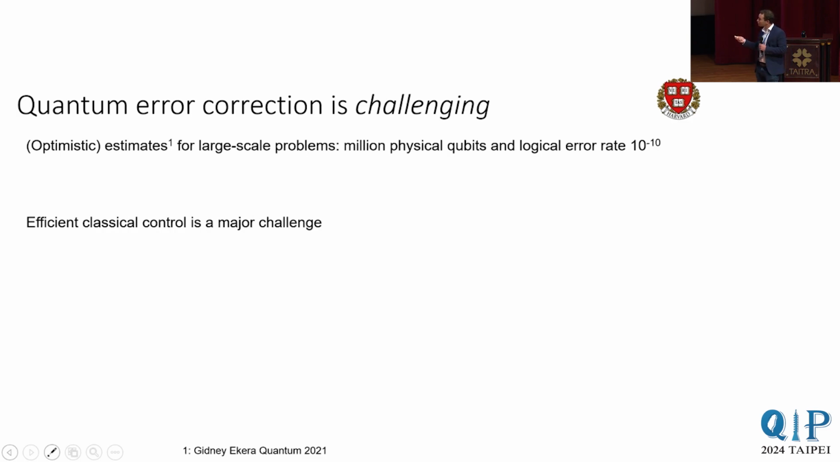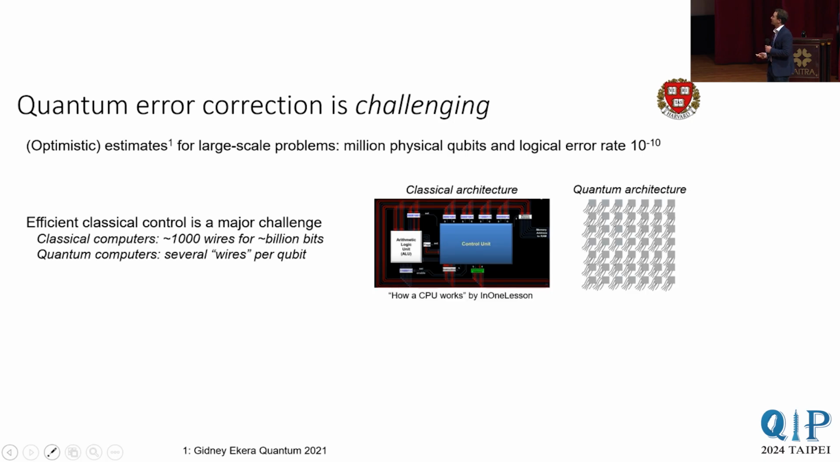And that's further compounded by the fact that efficient classical control of quantum systems has so far been an outstanding challenge. While classical computers have gotten very good at efficient classical control, you can have something like order of 1,000 wires in order to control billions of bits in your system. Quantum computers have so far actually gone in the opposite direction, where we're often building it in a way that requires several wires per each qubit. And now to get to these really large scales is quite daunting. So this first big challenge is this wire problem, which although has not been a big obstacle to small-scale physical qubit implementations, is a significant obstacle to large-scale error-corrected implementations.